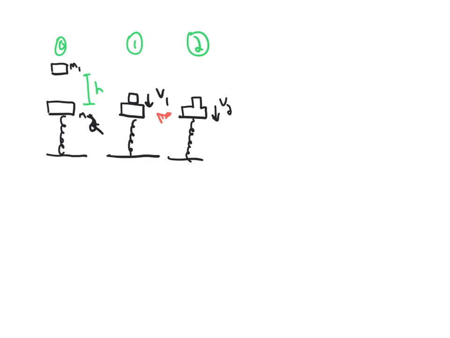Then, crash, bam, we have a collision. They stick together and move off with speed v2. And then finally, it has moved all the way to some distance where it compresses the spring to rest. At that point, it would be at its amplitude and reverse.